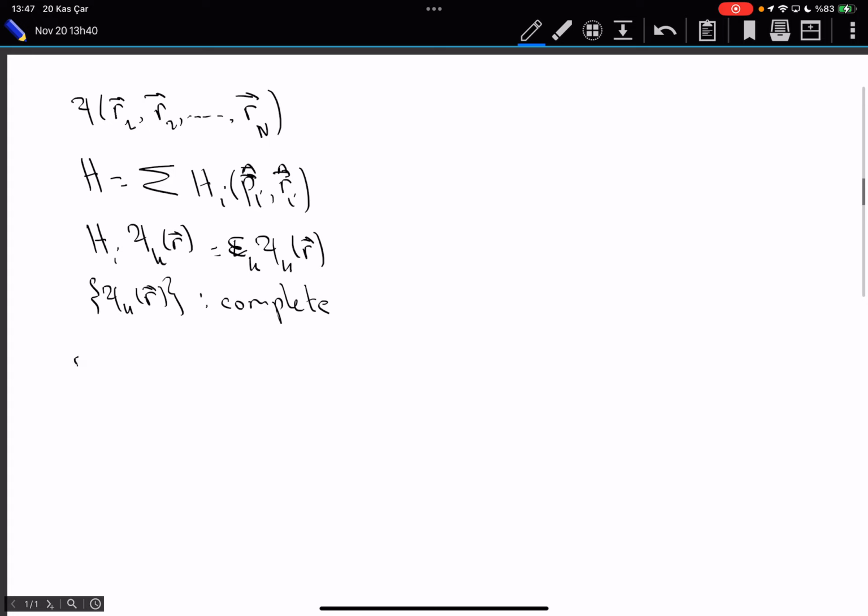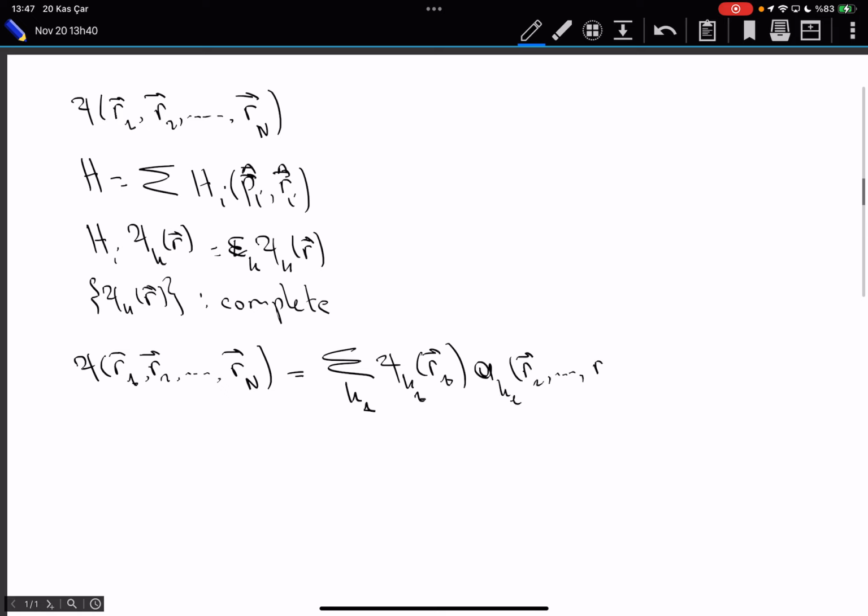So you can say that psi of R1, R2, up to Rn, just consider the R1 coordinate. Just take all the other coordinates, if you like, as constants or parameters. So this is a function of R1. But any function of R can be expanded in terms of a complete basis. So I can write this as a sum over k1 of psi k1 of R1 with various coefficients. Let me call that coefficient A k1. These coefficients depend on all the other parameters.